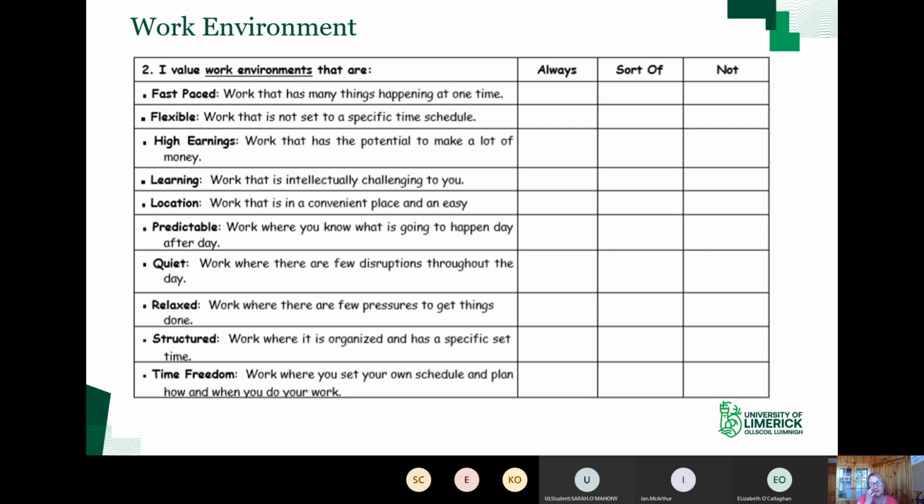So again, on this list, there's no requirement for you to take a certain number. You can find them all always important, or a selection of them.